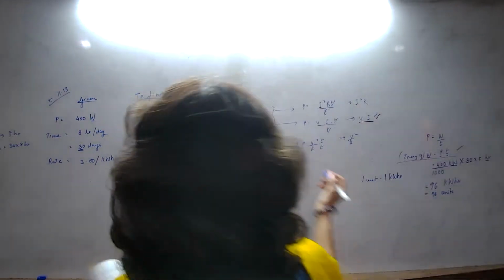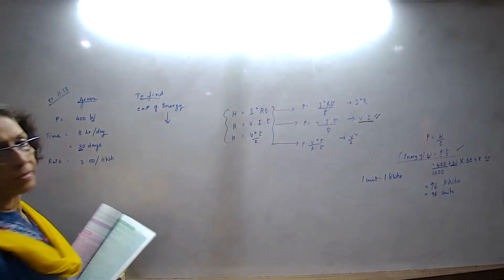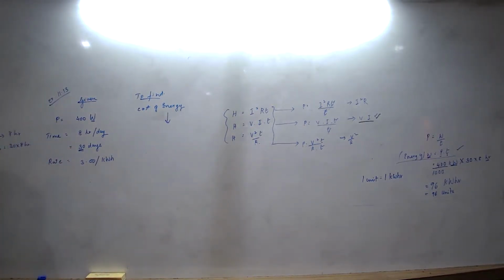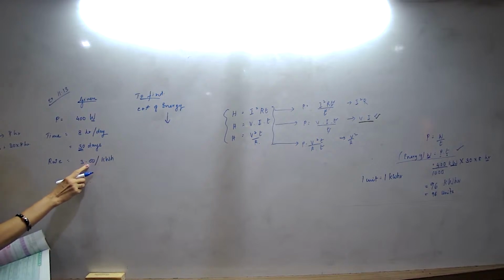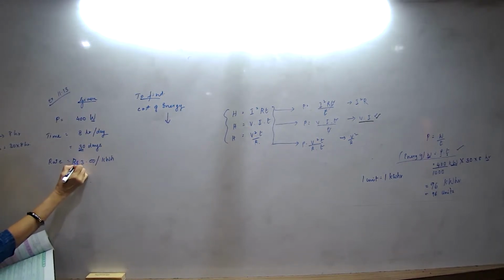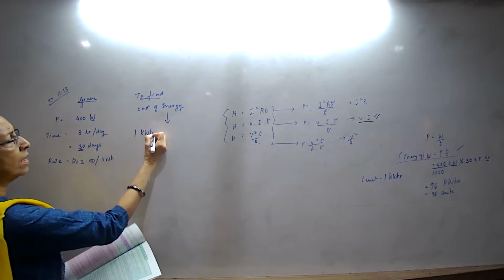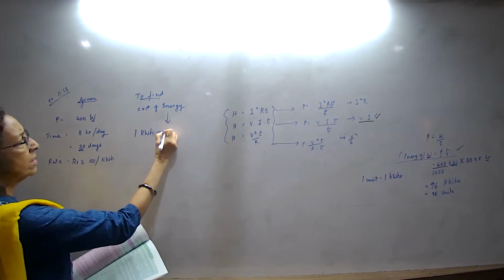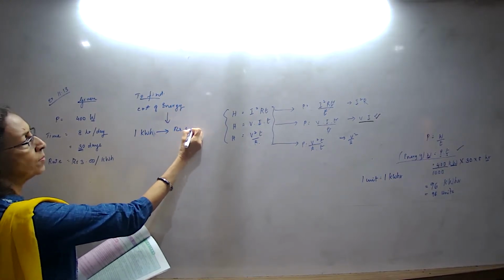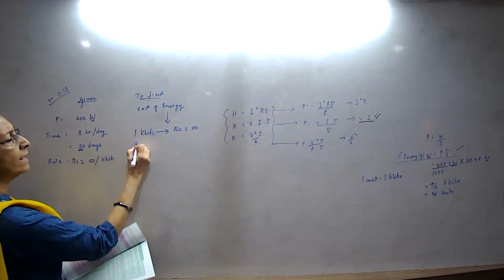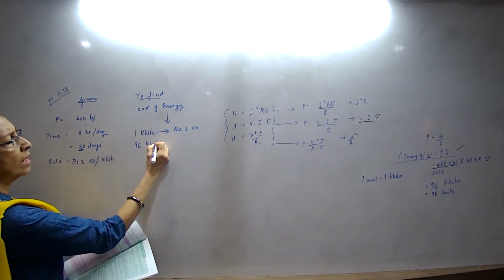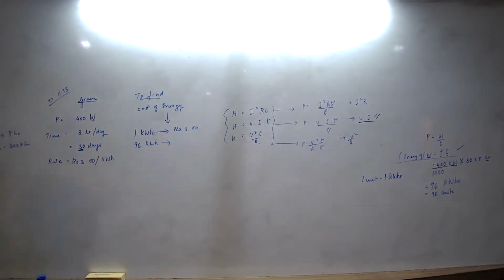Okay. Now I have to find out the cost of energy. What are they given about the cost of energy? They are given the rate as 3 rupees per kilowatt hour. That means 1 kilowatt hour is 3 rupees. How much did we get? 96 kilowatt hour. Cross multiply, you get your answer.